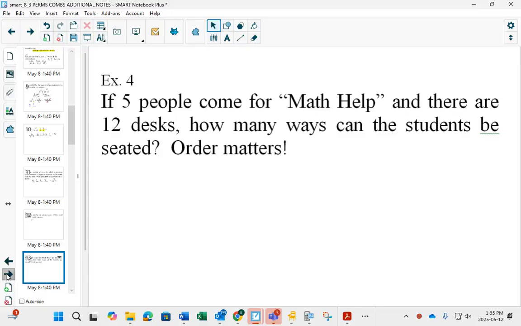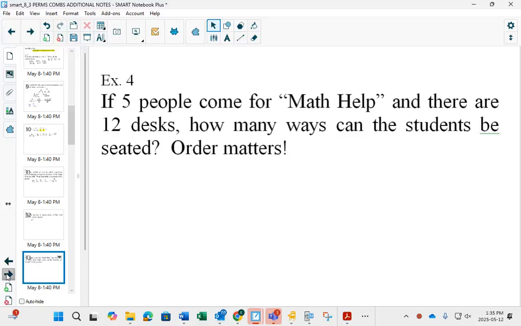This one's an interesting one because I find it interesting because our brain plays tricks on us in certain situations. And this is a typical situation where your brain might play a trick on you. Okay? 5 people come in for math help. There are 12 desks. How many ways can they be seated if the order matters? Because like sitting at the front is different than sitting at the back.